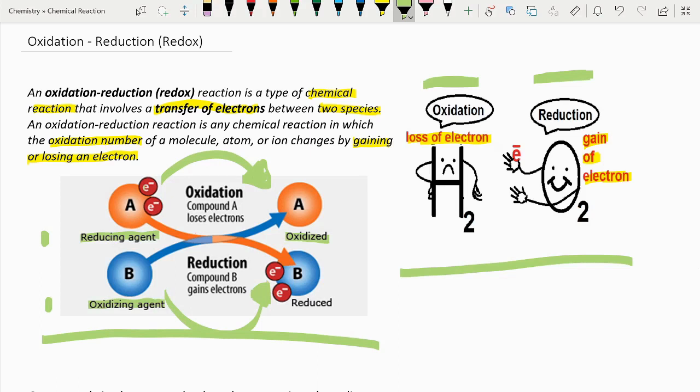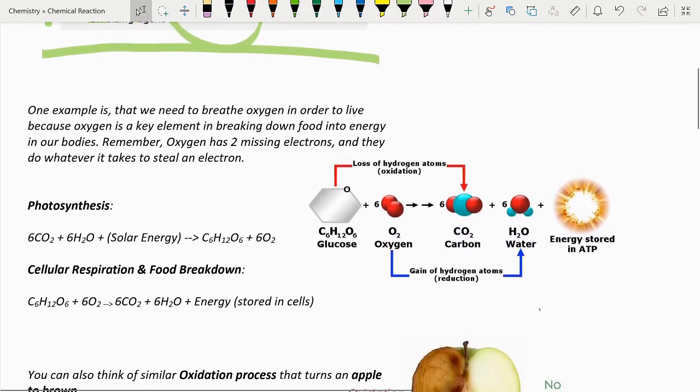And as I said before, whenever there's an oxidation reaction, there also has to be a reduction reaction. And the reducing agent, compound A, reduces compound B by helping it gain electrons. So one example of the oxidation reduction reaction is that we need to breathe oxygen in order to live, and that is because oxygen is a key element in breaking down food into energy in our bodies. So remember that oxygen has two missing electrons, and they do whatever it takes to steal an electron.